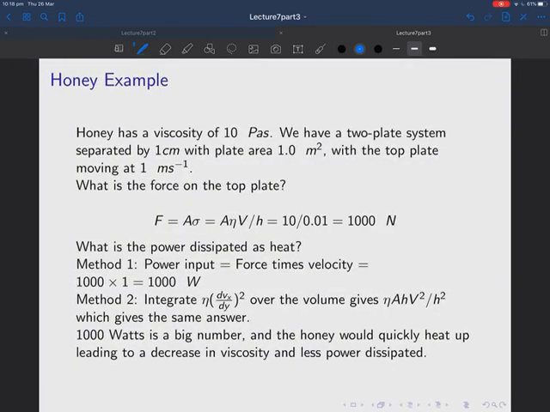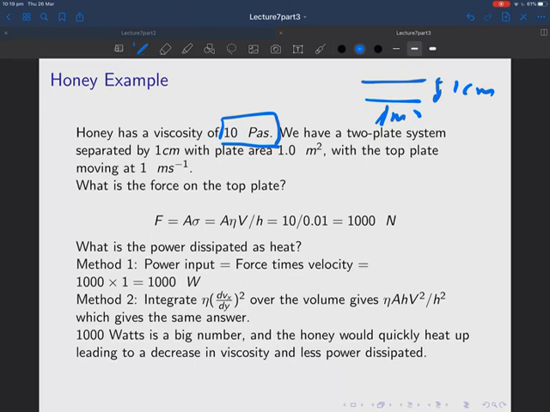So let's do a numerical example. Take honey. Typical honey has a viscosity of 10 Pascal seconds. That's the unit, Pascal seconds. We have a two-plate system, again, separated by 1 centimetre. The area is 1 metre squared of each plate. The top plate's moving at 1 metre per second. Everything's 1 except for the viscosity.